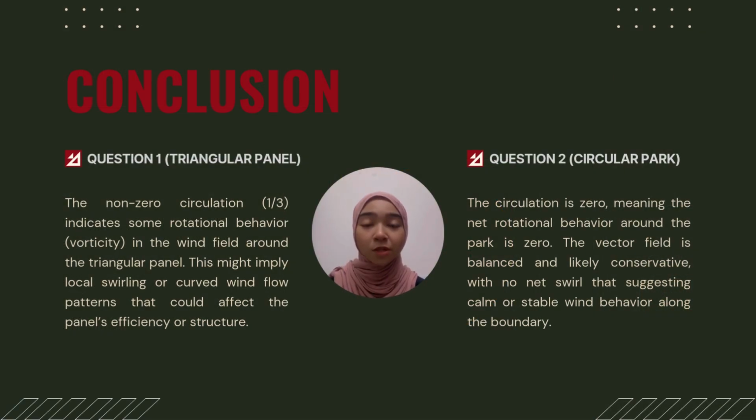In conclusion, for question 1, which is the triangular panel, the non-zero circulation of 1/3 indicates some rotational behavior, or vorticity, in the wind field around the triangular panel. This might imply local swirling or curved wind flow patterns that could affect the panel's efficiency or structure. Meanwhile, for question 2, which is the circular park, the circulation is 0, meaning that the net rotational behavior around the park is 0. The vector field is balanced and likely conservative with no net swirl, suggesting calm or stable wind behavior along the boundary.